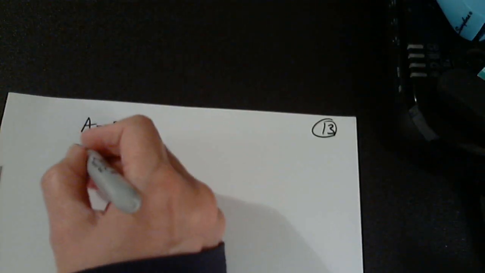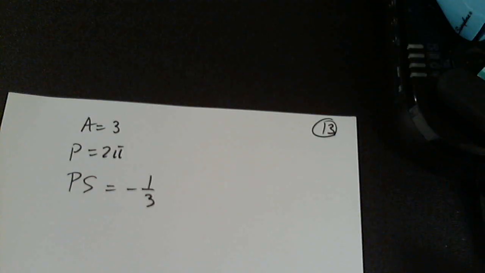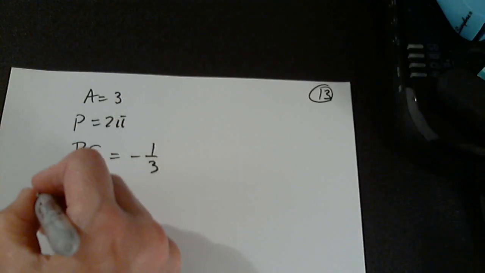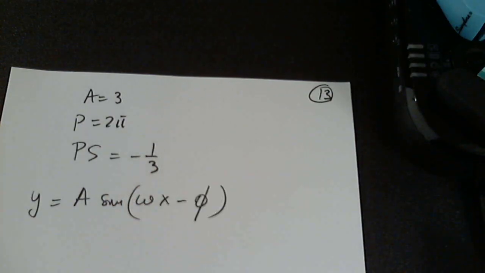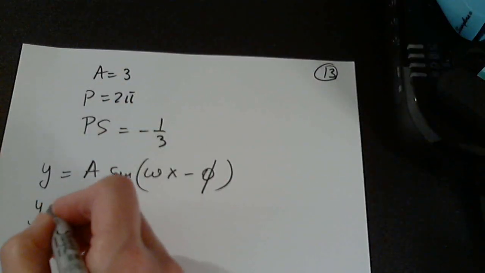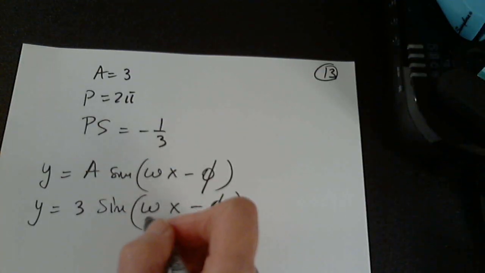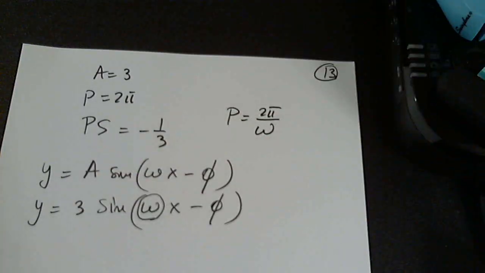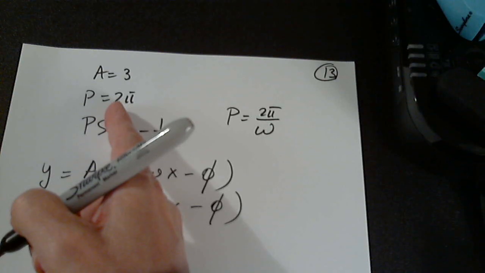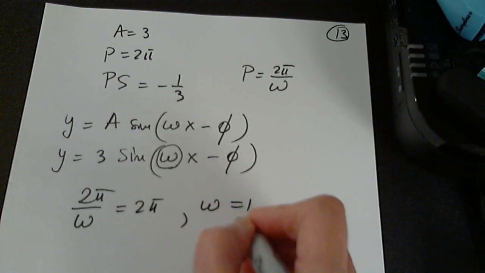So in this problem, we had the amplitude is 3. The period was 2 pi, and the phase shift is -1/3. Okay, so therefore, we have y equals a sine omega x minus phi. This is simple. This is 3. Then we have sine omega x minus phi. How do I determine omega? I know that the period is 2 pi over omega. But this is given to us as being 2 pi. So then 2 pi over omega equals 2 pi means omega equals 1.